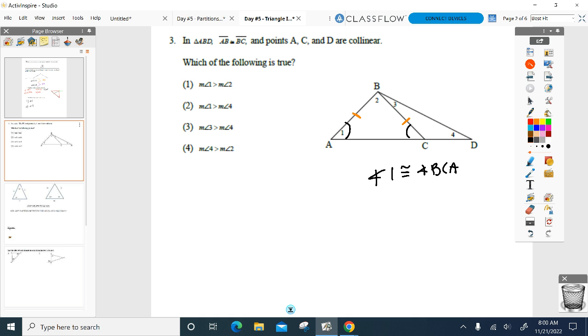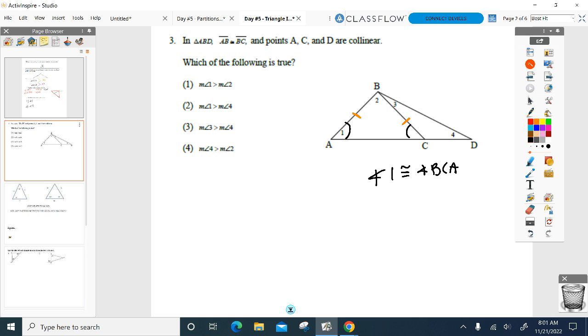Is 1 bigger than 2? Is 1 bigger than 4? Is 3 bigger than 4? Is 4 bigger than 2? Well, oh boy. Yikes. None of 1, 2, 3, and 4, none of them are exterior angles, are they? None of them are exterior angles, so I can't use what I've been giving you today.